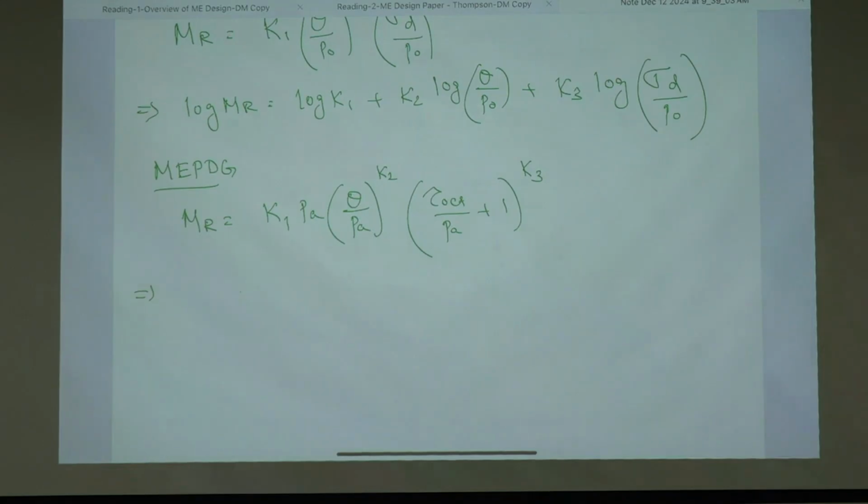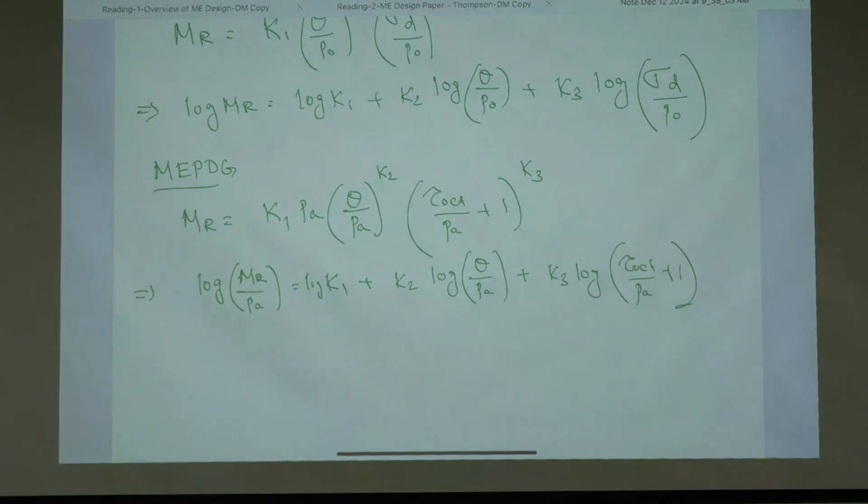So log MR over PA is equal to log K1 plus K2 log theta over PA plus K3 log tau octahedral over PA plus 1.